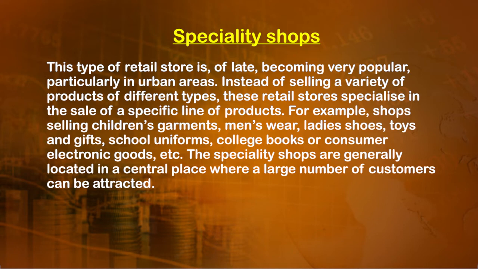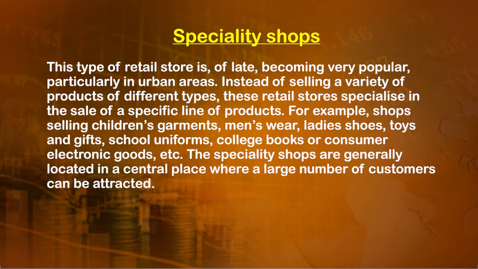For example, there could be a shop selling menswear, there could be a shop selling ladies' shoes or children's garments or toys only, or just gifts or just school uniforms. We all are aware of such shops, right? We see them around us selling a particular category of goods. Such shops are called specialty shops.